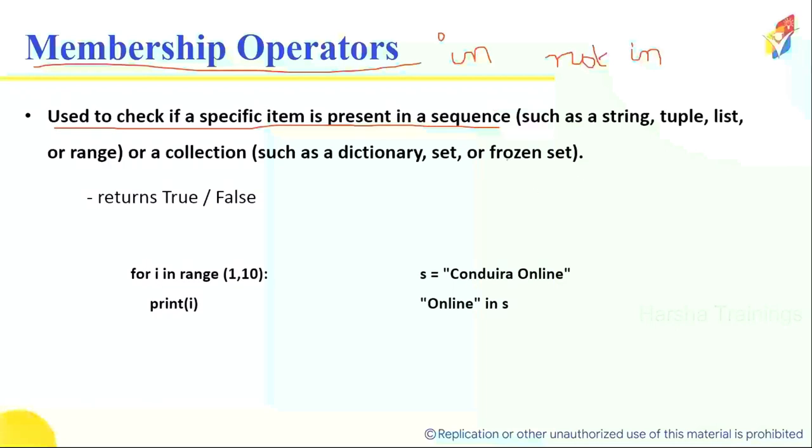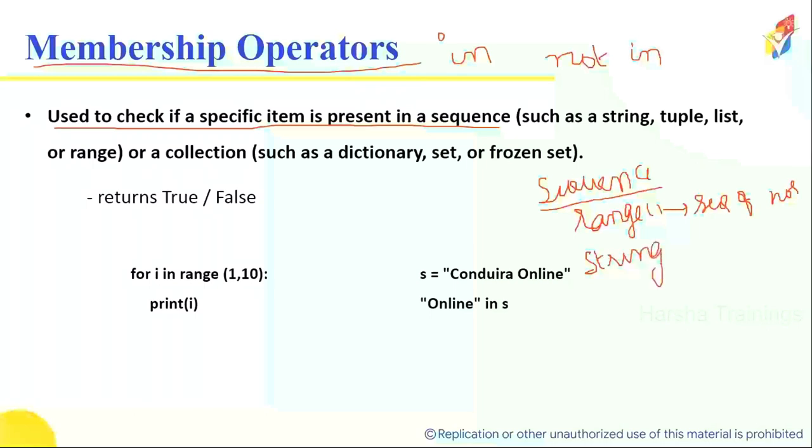Now let us discuss a simple example. There are four sequences in Python. Most important interview question: what are sequences in Python? Please note down in your notebook. Python supports four kinds of sequences. First one is range function. This is tomorrow's topic. Range function generates a sequence of numbers. Second one is string object. String object is a sequence of characters.